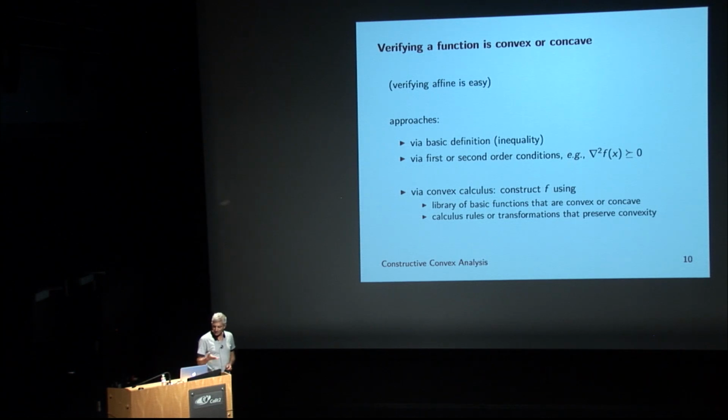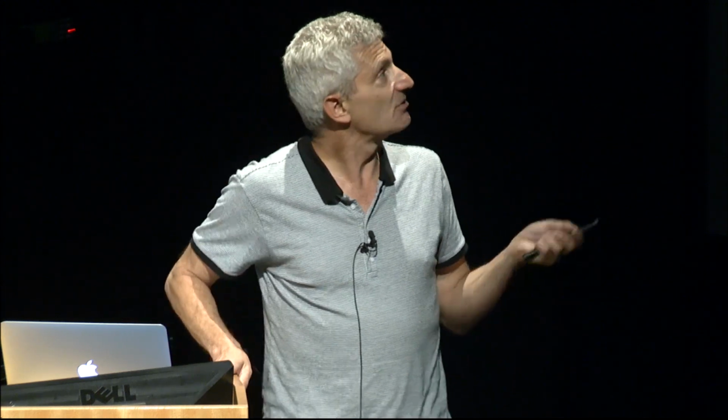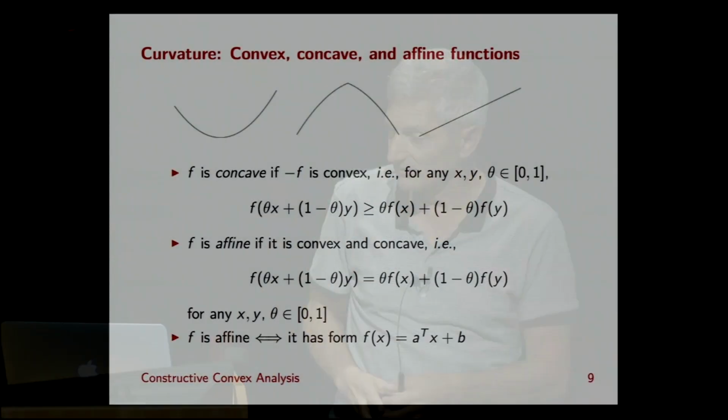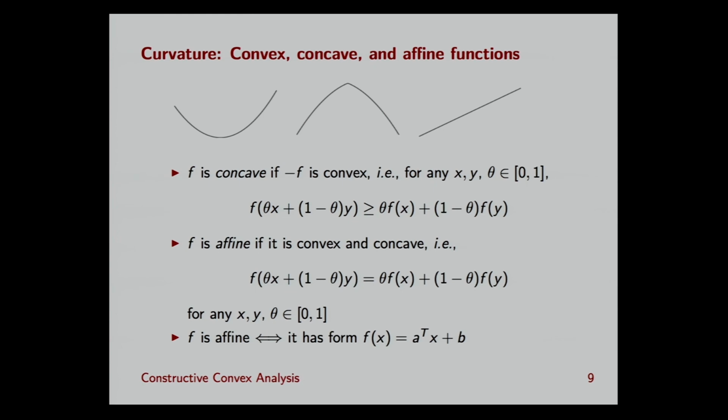Now, how do you verify that a function is convex or concave? So verifying affine is easy. You check if the function has the form of a linear function plus a constant, and if it does, it's affine. If it doesn't, it's not. But actually verifying that a function is convex or concave is quite a bit harder. And so the approaches are, you just take the basic definition. You go back and you show this. You want to show it's concave. You say, well, take an arbitrary x, arbitrary y in the domain, take an arbitrary theta between 0 and 1, and then just argue brute force that the inequality holds. That's okay in some cases.